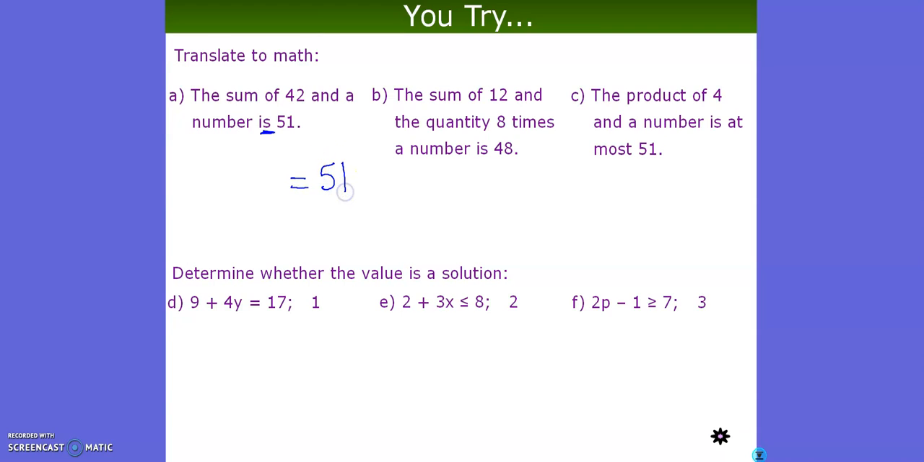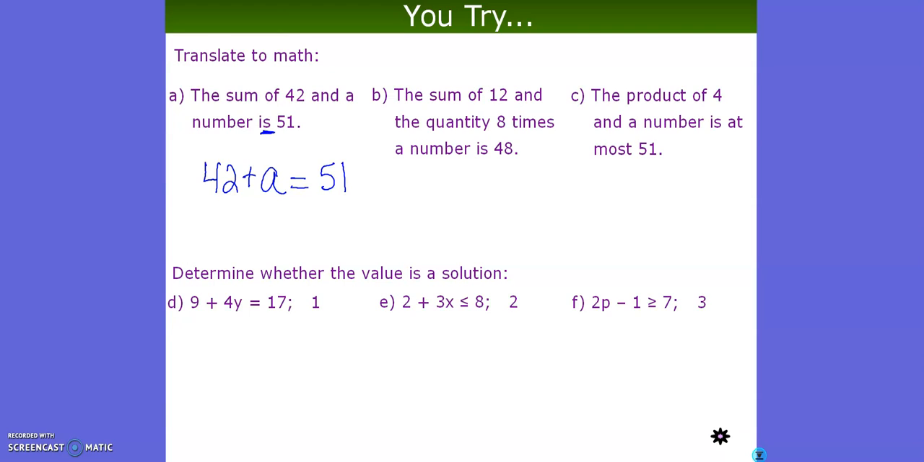So now we have to just translate the first expression, the sum of 42 and a number. So sum means addition, 42 plus a number, and I'm going to use that letter a. Letter B, let's take a look.